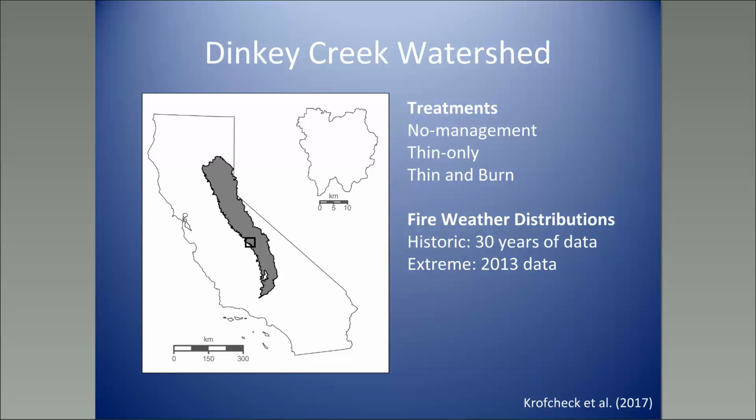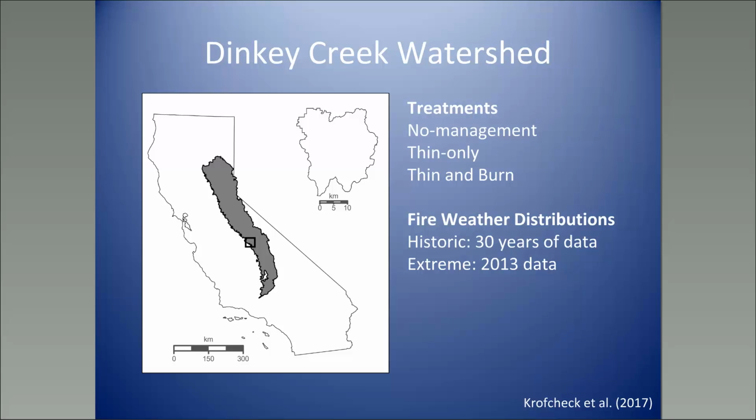So now we're going to head back to the Sierra and talk about some work we've been doing in the Dinkey Creek watershed, which is part of the National Collaborative Landscape Forest Restoration Program. The watershed covers about a 3,000 meter elevation gradient with oak pine woodlands at the lowest elevations and subalpine forest at the highest elevations. The majority of the watershed is comprised of more frequent fire forest types, including ponderosa pine, mixed conifer, and red fir.